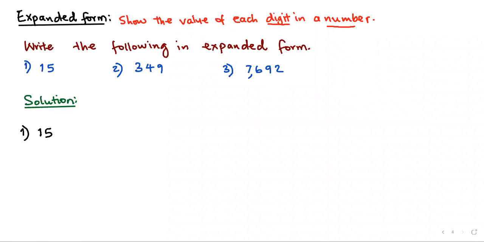Okay. Now, let's write 15 in expanded form. 15 in expanded form means, what is the value of 1? What is the value of 1, student? 10. Plus, what is the value of 5? 5. So 15 in expanded form is 10 plus 5. Okay.